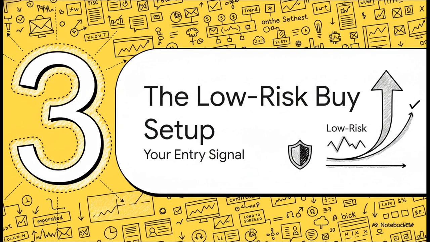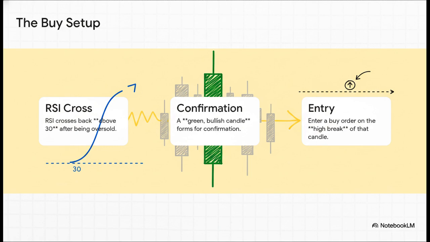All right, here's where the rubber meets the road. This is the first really actionable part of the strategy. We're not just looking for an oversold signal. We are patiently waiting for a very specific, confirmed, low-risk buy setup. So it's all about this three-step process. First, we wait for the RSI to drop below 30. And then, and this is the part everyone messes up, we wait for it to cross back above 30.